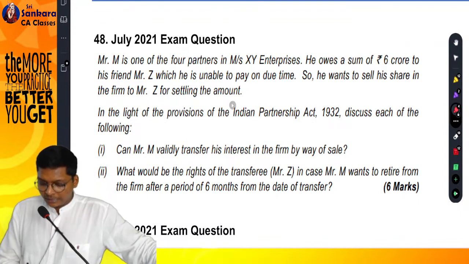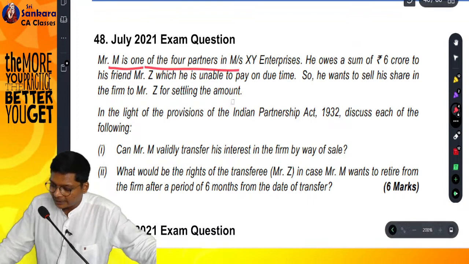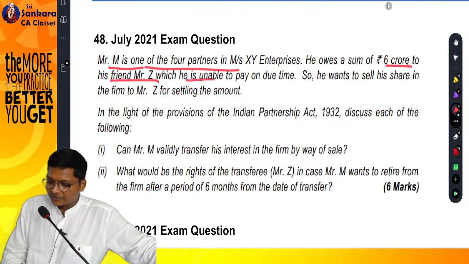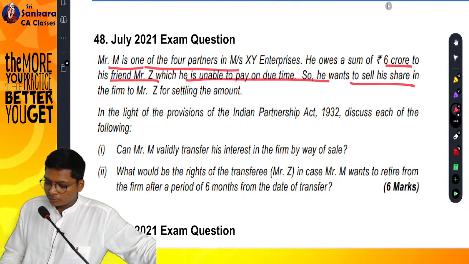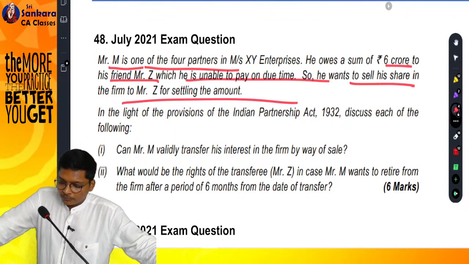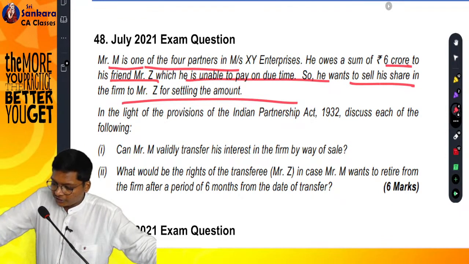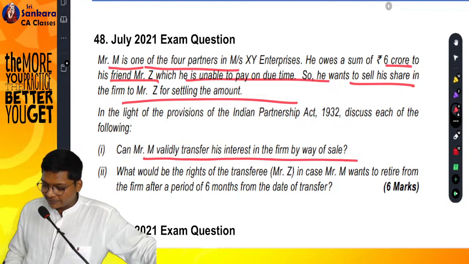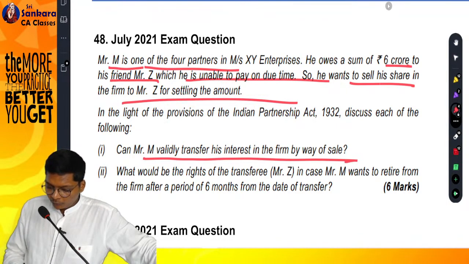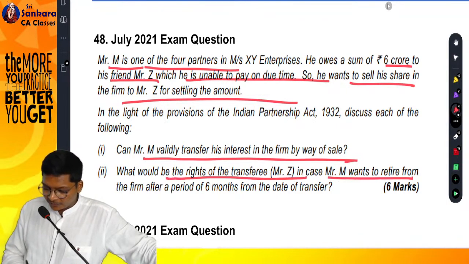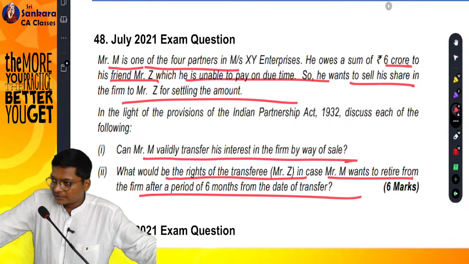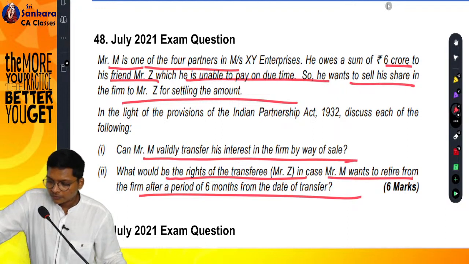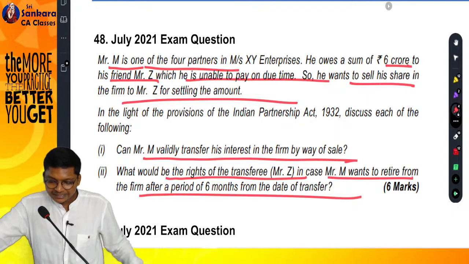M is one of the 4 partners in XY Enterprises. He owes a sum of rupees 6 crores to his friend Z, which he is unable to pay on the due date. He wants to sell his shares for settling the amount. In light of provisions of the Indian Contract Act, can M validly transfer his interest by way of sale? What would be the rights of the transferee if M wants to retire from the firm after a period of 6 months? That same provision we saw, section 29, that same one.